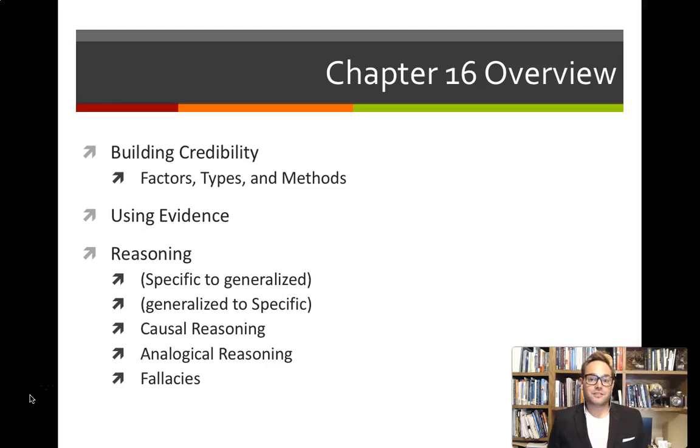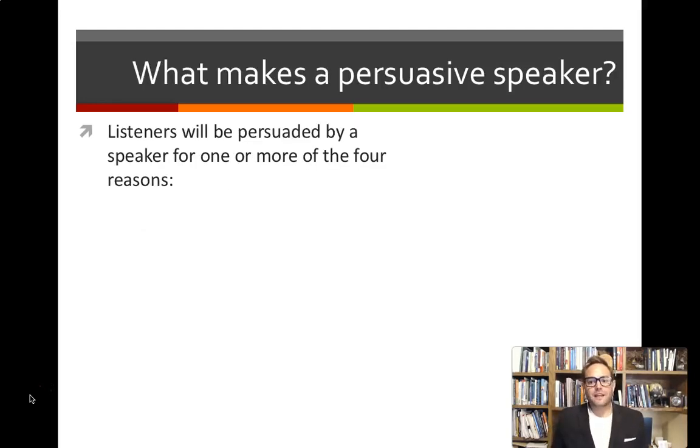So we'll look at the factors that contribute to formulating or developing our credibility, the different types of credibility, and different methods we can employ to establish credibility. We'll briefly talk about using evidence to support our persuasive speeches, and then also reasoning. So we'll look at specific to generalized forms of reasoning. We'll look at generalized to specific forms, causal reasoning, not casual reasoning, causal reasoning, analogical reasoning, and fallacies. Errors in reasoning.